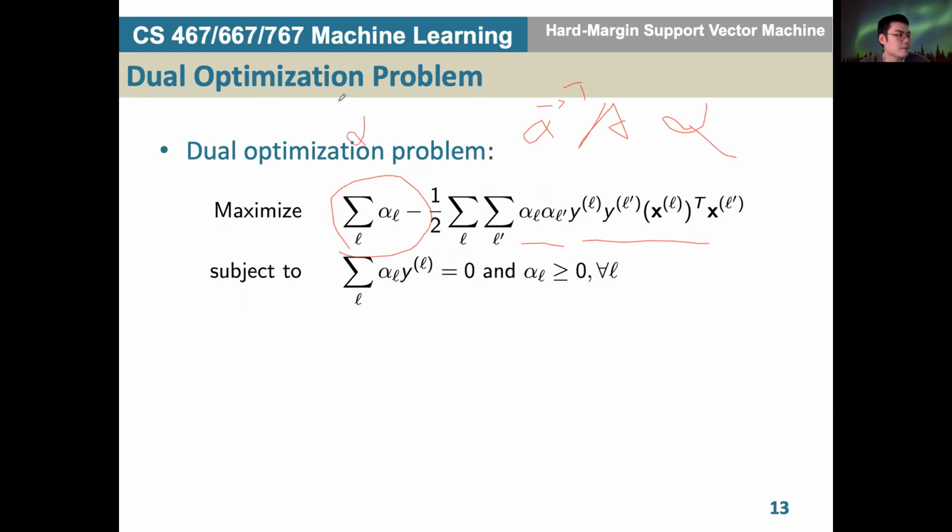This is the alpha vector itself, times the one vector. So this is the inner product between 1, 1, 1, 1, and alpha. Then you get this. This is the linear term. And this is a quadratic term.